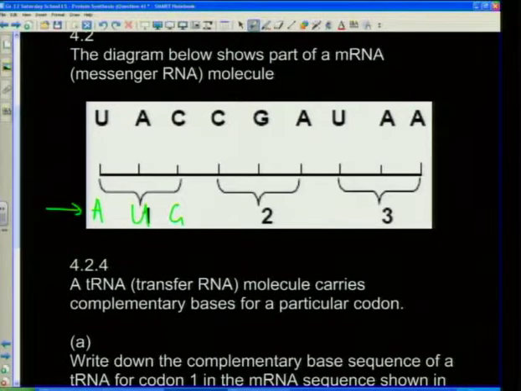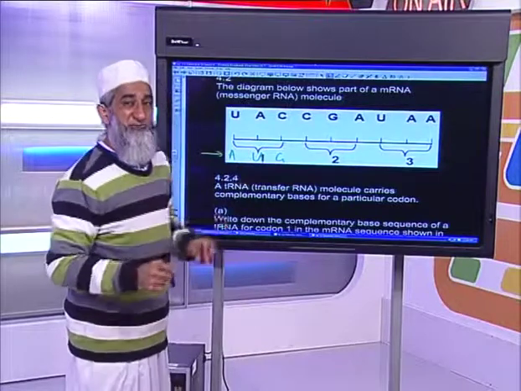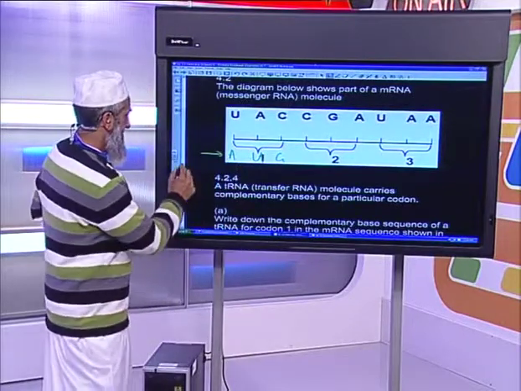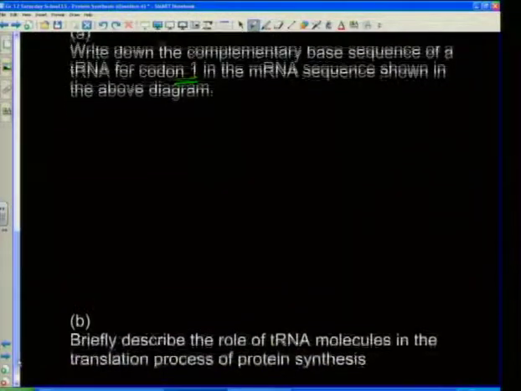Remember earlier, we spoke about ATG, because that was DNA. This is AUG, because this is RNA. And write down the, okay, B. What happened to B?